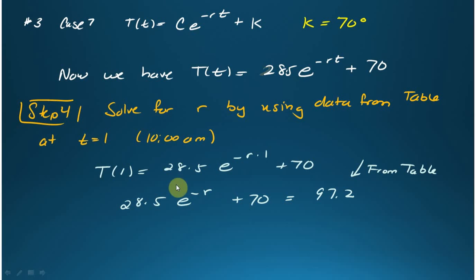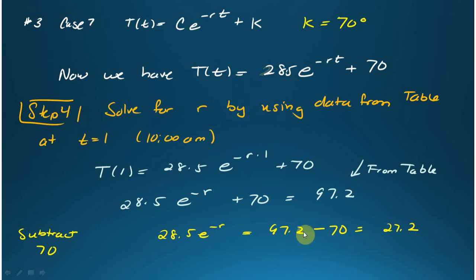And now I'm going to solve for this R by isolating e to the minus R. So the first thing that has to go is the plus 70. So I subtract 70 from both sides, and I get the left side is equal to 27.2, and the right side is 28.5 e to the minus R.